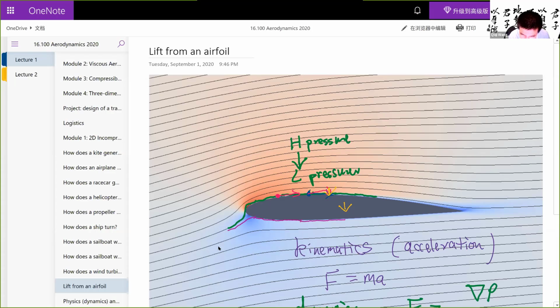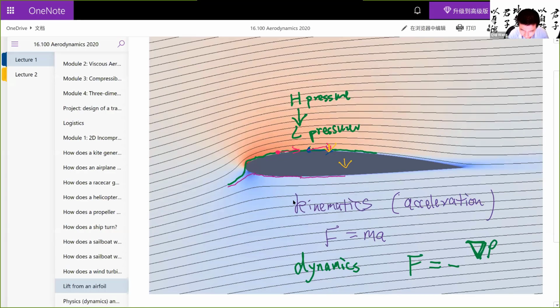So this nabla sign is the gradient. Okay, so this is the gradient of pressure divided by the density. Well, this is actually acceleration. So the pressure force is just the negative of the gradient of the pressure, right? So that's the force. So this is dynamics.